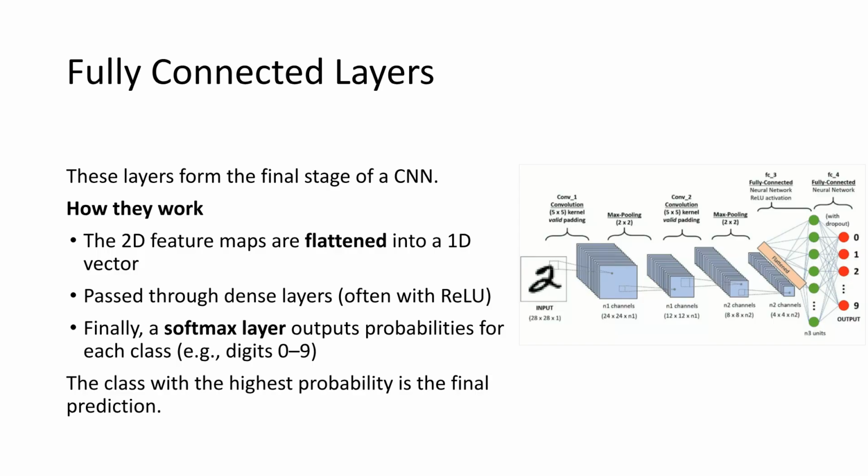Fully connected layers, or dense layers, form the final stage of a CNN. Here's how they work. The 2D feature maps are first flattened into a 1D vector by the flatten layer. This vector then passes through one or more dense layers, often with ReLU activation. Finally, a softmax layer produces probabilities for each class. For example, for handwritten digit recognition, the output would be a vector of 10 probabilities, one for each digit from 0 to 9. The class with the highest probability becomes the network's final prediction.